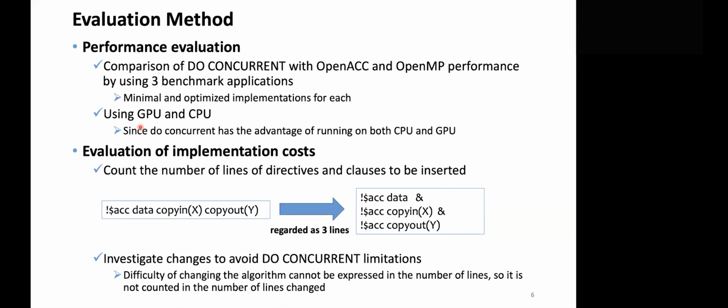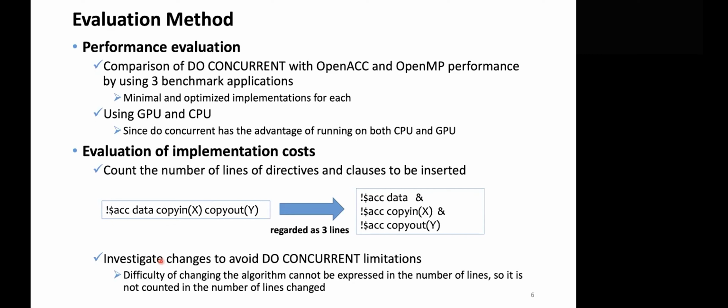Also, DO CONCURRENT can be executed on both CPU and GPU, so we evaluate it on CPU as well. Implementation costs were evaluated in terms of the number of directives and clauses to be inserted. For example, in the case of this figure, the data directive and the copyin and copyout clauses are counted as 3 lines. However, we did not count the number of lines to avoid the DO CONCURRENT limitation.